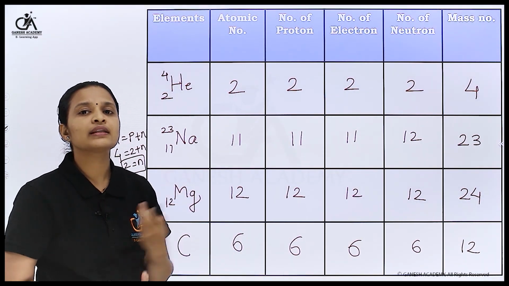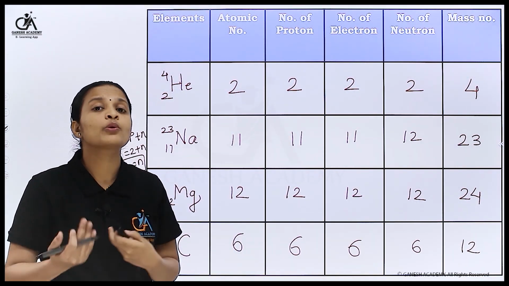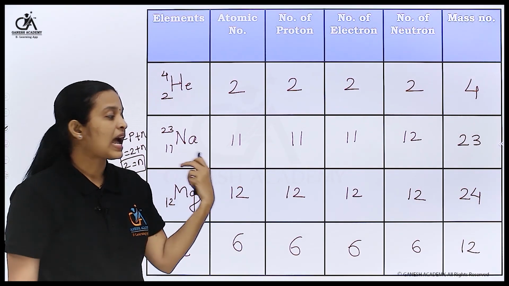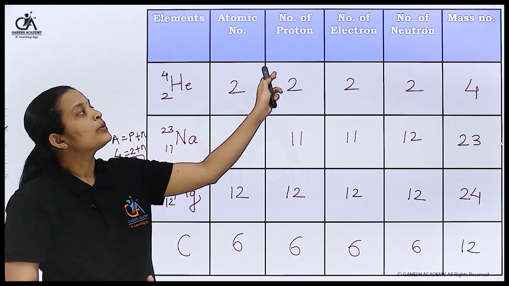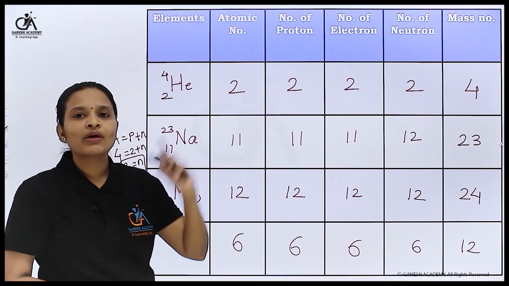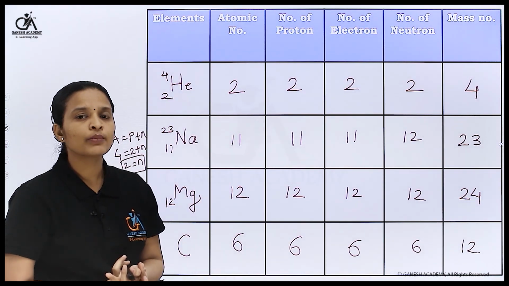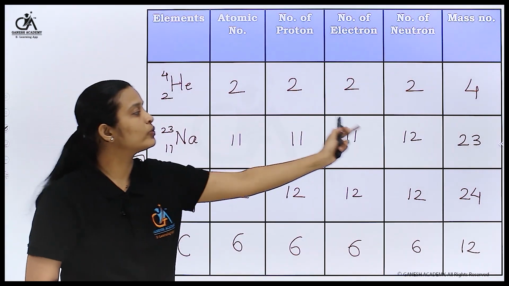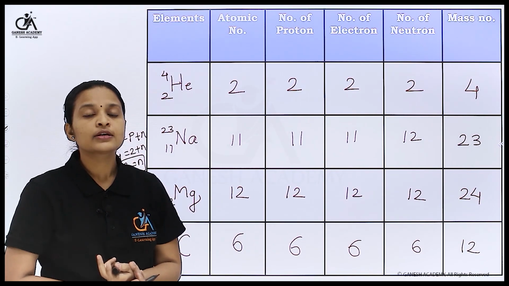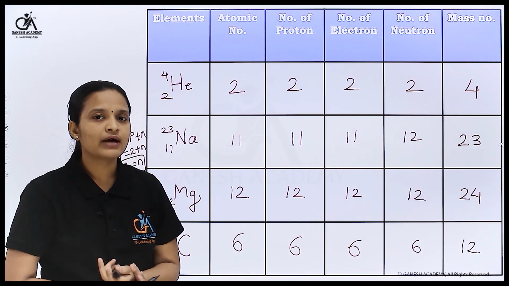So in the exam, questions will provide you any two values and you have to calculate another value. Suppose in one case the proton and electron values are provided, you have to calculate the atomic number, or the mass number and atomic number are provided, and you have to calculate the neutron number. In this way you can write the answer.